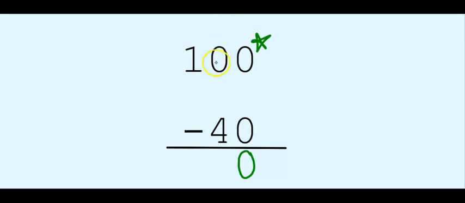Let's go next door to my tens. 0 minus 4. I cannot do that because if I have 0, I cannot give you 4. So I am going to have to go to my hundreds, ungroup my hundreds to give me 10 tens. Now I have 10 minus 4. That gives me 6. I do not have any hundreds left, so my final answer is 60.